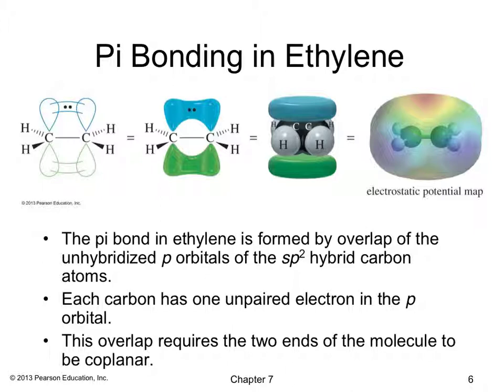Pi bond in ethylene is formed by overlaps of unhybridized p orbitals of the sp2 hybrid carbon atoms. Each carbon atom has one unpaired electron in the p orbital. This overlap requires the two ends of the molecule to be coplanar. So in order for the double bond p orbitals to have this pi orbital overlap, it actually forces the molecule to be coplanar, as you can see over here.